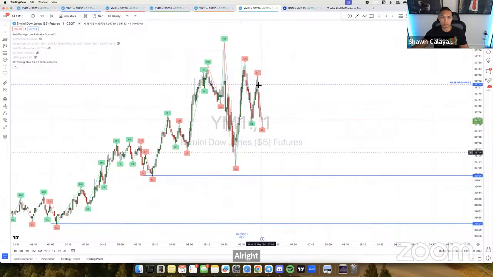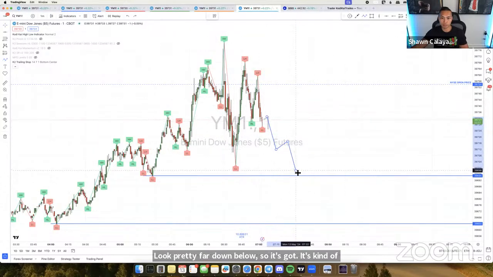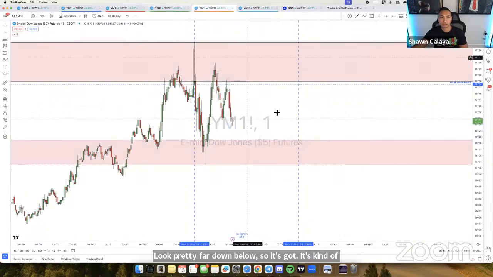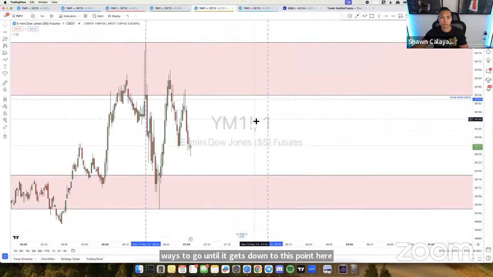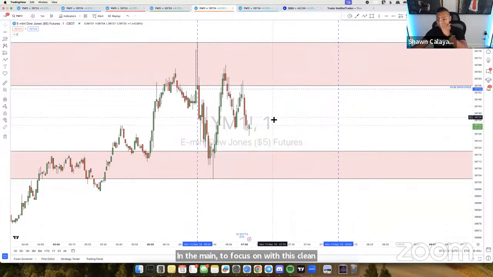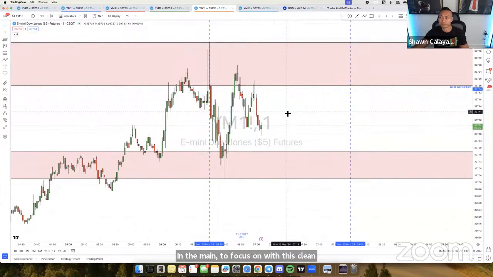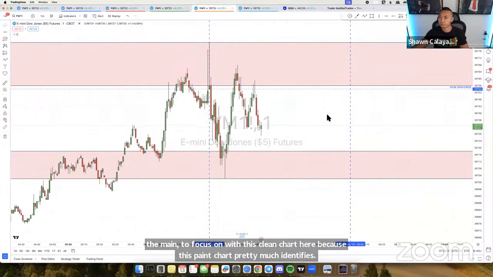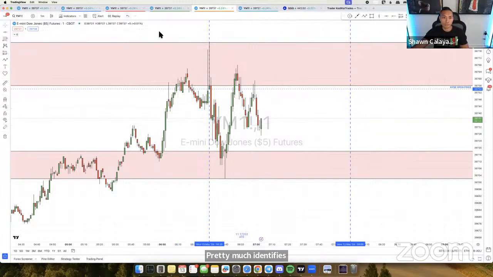Liquidity is pretty far down below, so it's got a ways to go until it gets down to this point here. And the main thing to focus on would be this clean chart here, because this clean chart pretty much identifies where price is going to be trading.